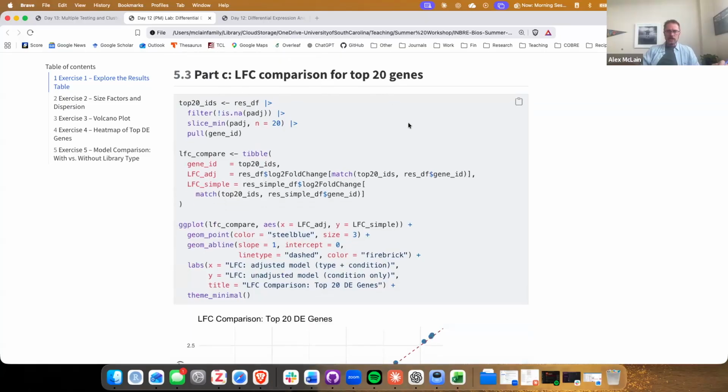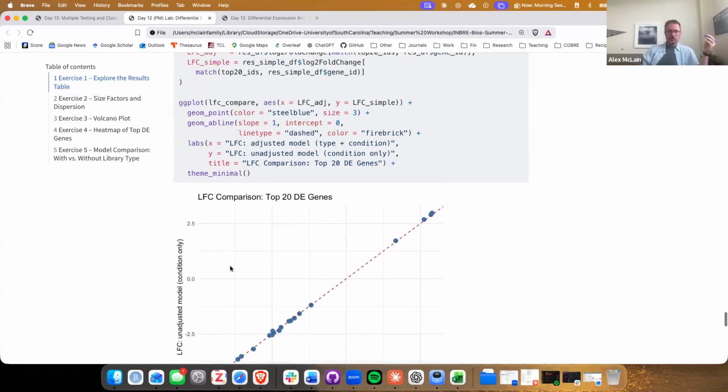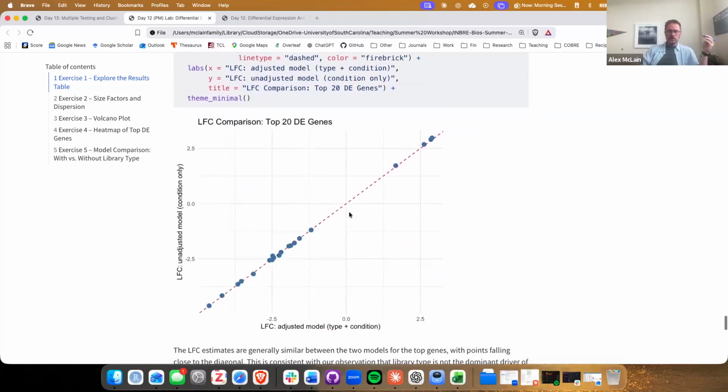This is a comparison of the top 20 genes in terms of their log2 fold change. Really no difference at all here. The genes that have the 20 most significant p-values, their log2 fold changes are almost identical. So adjusting for condition gives us a little more power. We get more significance when we do that, but it doesn't change the log2 fold changes that we get from the analysis. So overall, it doesn't have a large impact in that respect.